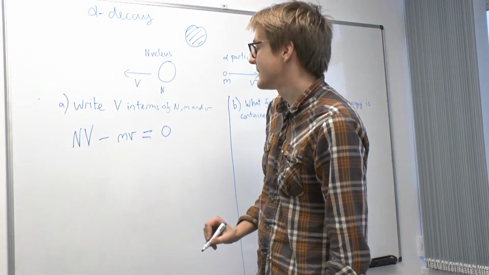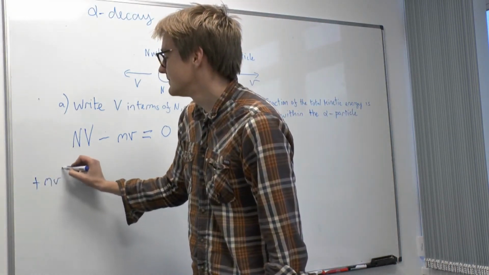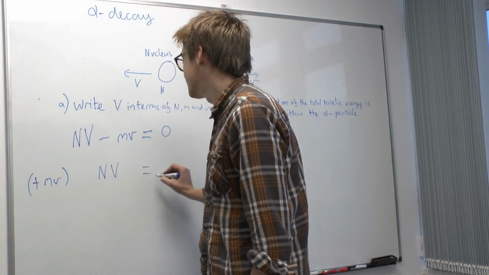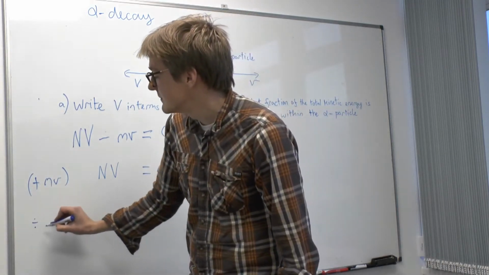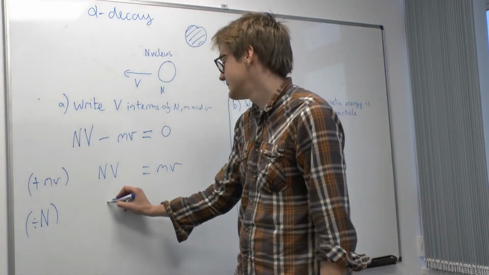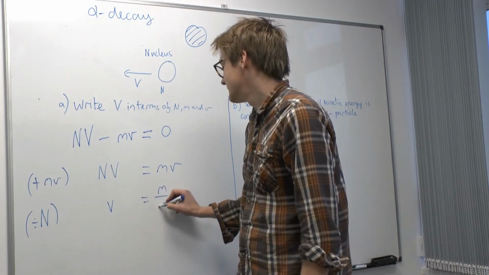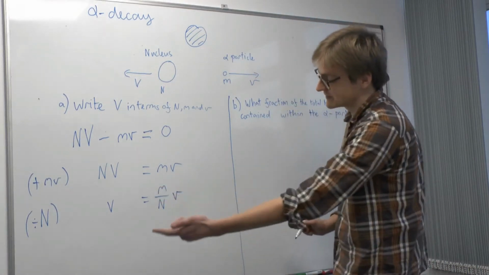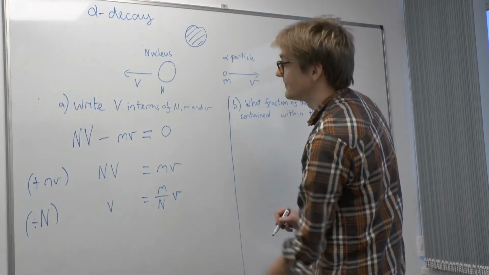to 0. Now if we add mv to both sides, and divide by N, then we've answered the question. So big V is written entirely in terms of little v, m, and N.